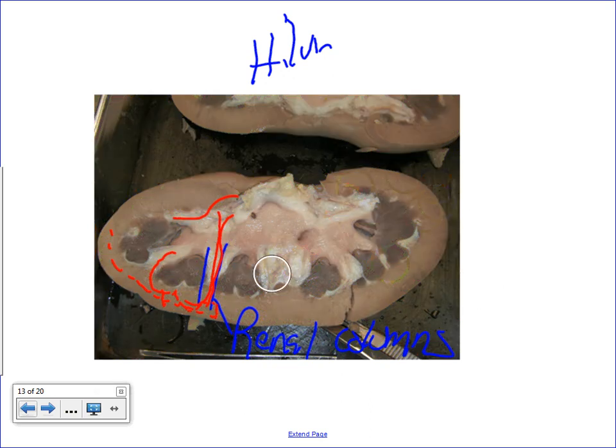The last structure that I forgot to mention before is that all of the structures in the hilum are able to aggregate together in here because of the space called the renal sinus. Normally the renal sinus is occupied with adipose tissue, but most of that has been cleaned out of this dissection here. Remember, a sinus is just a space, and the sinus is within the hilum, the entry point or exit point of the kidney itself.